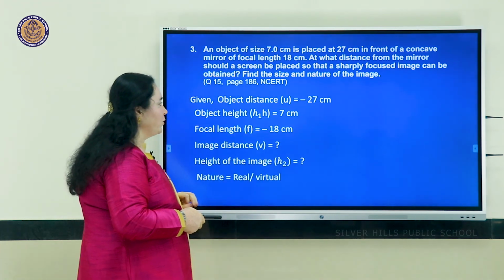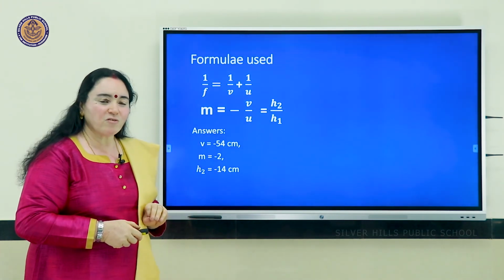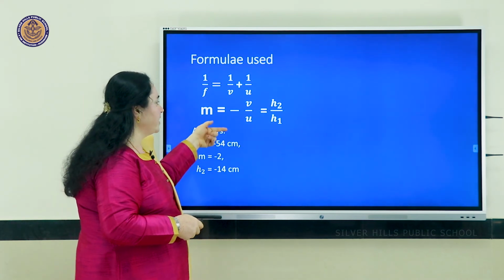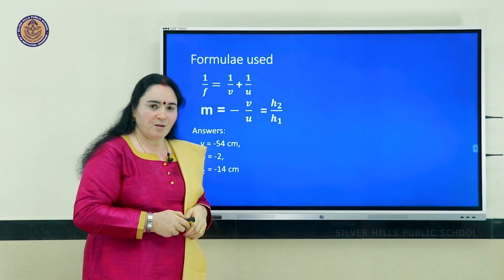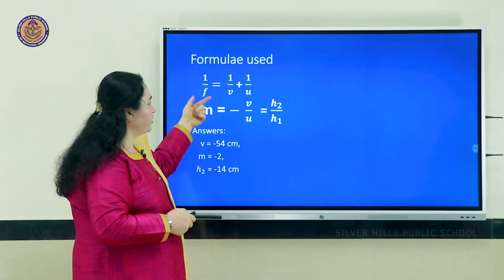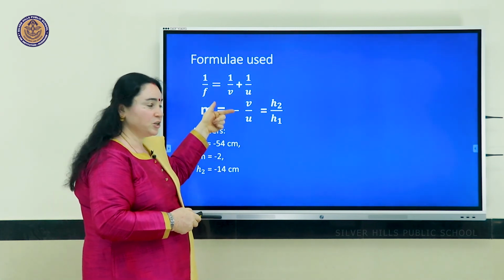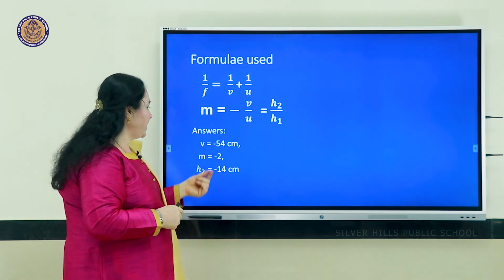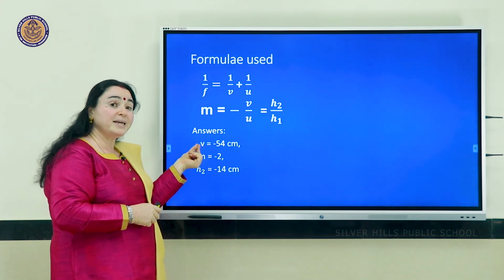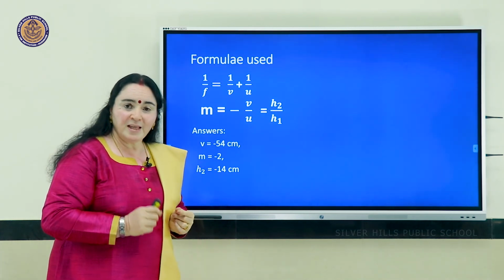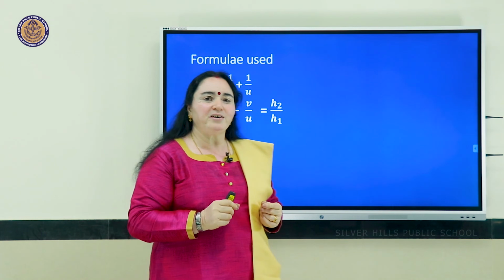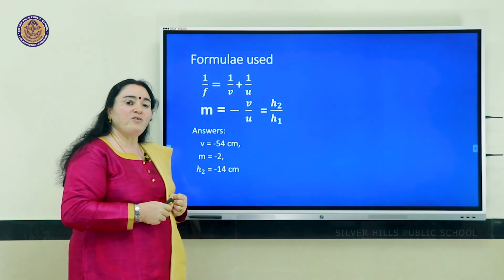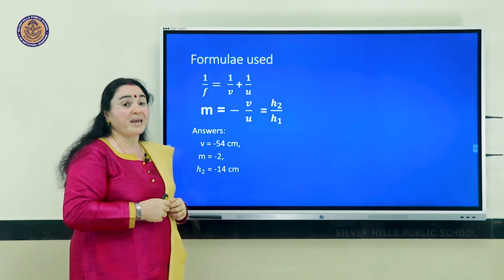So I will leave you with this. What are the formulas required here? That is your mirror formula, and the other is the formula for magnification. Substitute using your Cartesian sign convention into these 2 formulas, and I give you the answers here. The image distance happens to be minus 54 centimeter. That means the image is going to be created in front of the mirror on a screen. Next, the magnification so created over here is minus 2.